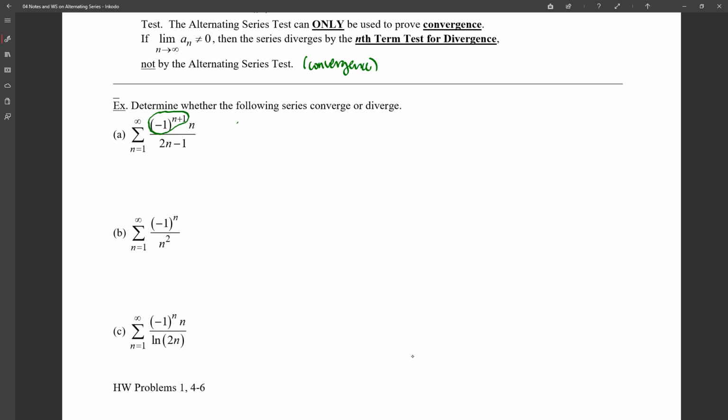All right. So first, I'll say the terms alternate. Then I check to see if the limit of this thing goes to 0. So what I do is take the limit as n goes to infinity of whatever's left, this a sub n. So this right here is called your a sub n: n over 2n minus 1. Does it go to 0? Let me see. Here are your leading terms, so this is equal to the ratio of the coefficients of the leading terms, which is 1/2. Well, this is not equal to 0.